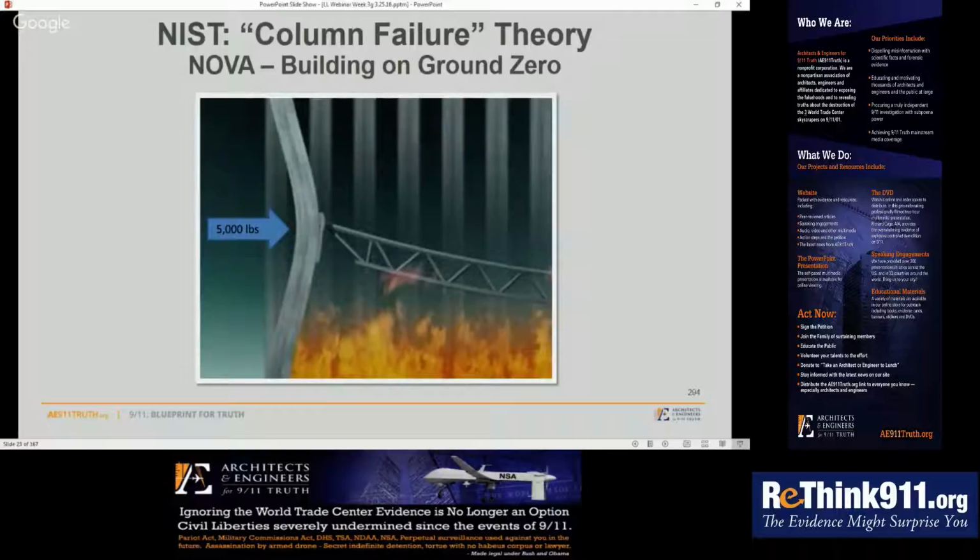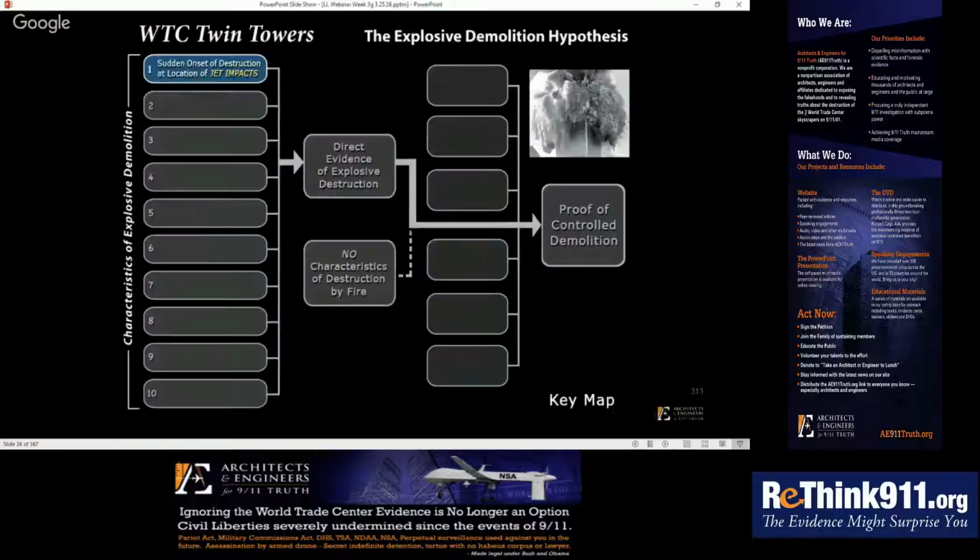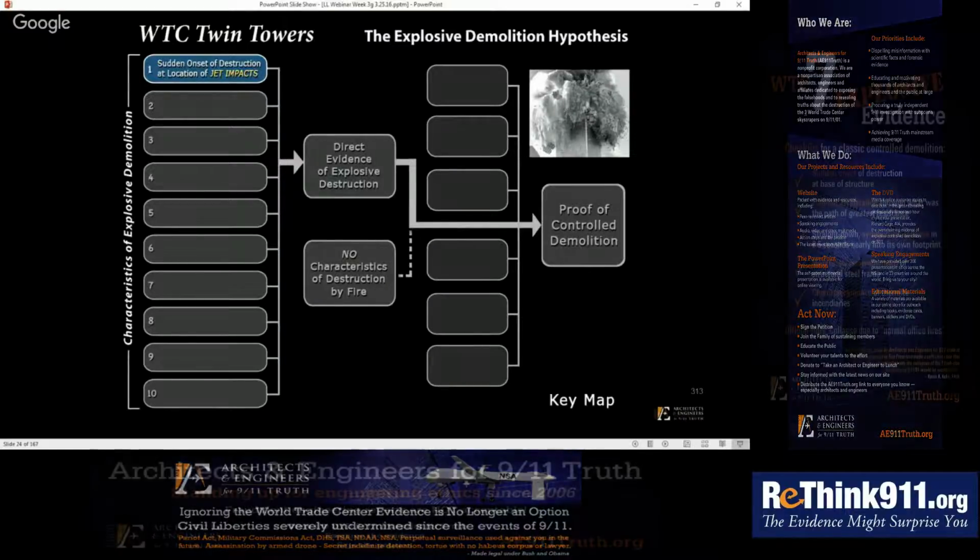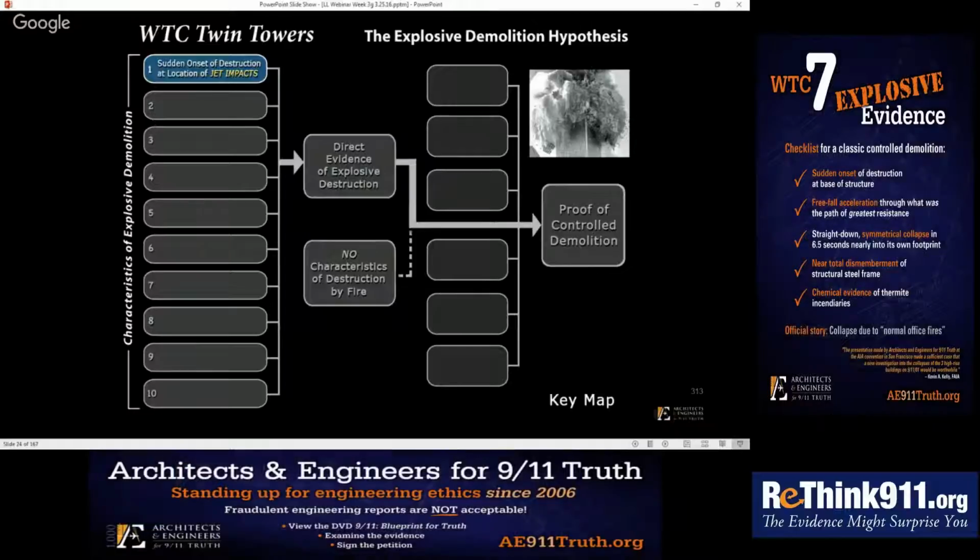So this is only one of dozens and dozens and dozens of ethical problems associated with the NIST report, which we'll be looking at some of coming up right here as we examine, are there any features of typical controlled demolition in the Twin Towers, such as a sudden onset of destruction at the location of the jet plane impacts, not at the base of the structure.